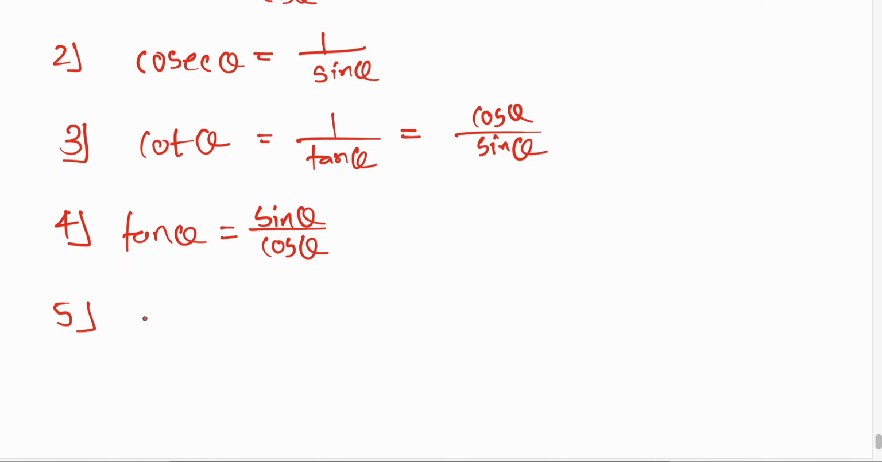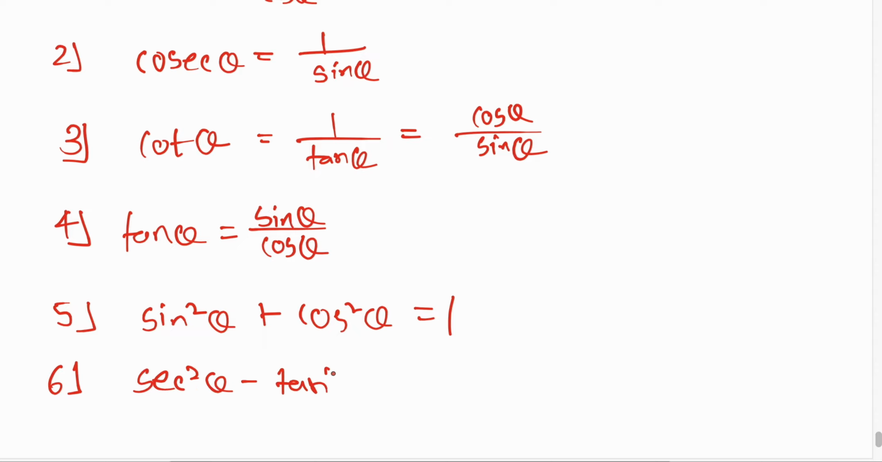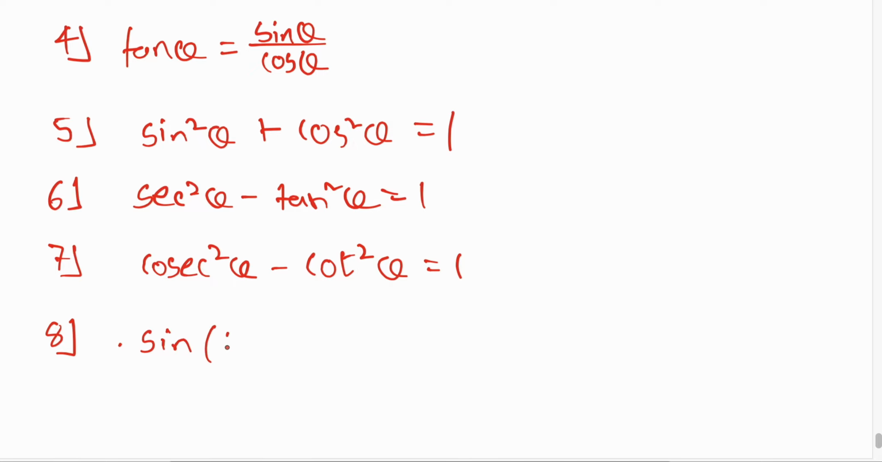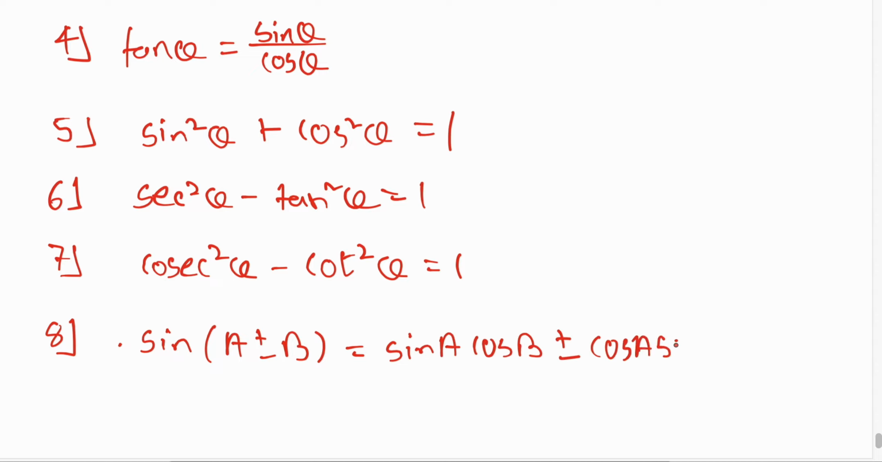Then number 5, sin squared theta plus cos squared theta is equal to 1. 6, sec squared theta minus tan squared theta is equal to 1. Then 7, cosec squared theta minus cot squared theta is equal to 1. Number 8, sin A plus minus B, that means it would be sin A cos B plus minus cos A sin B.